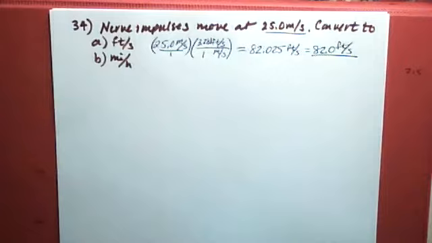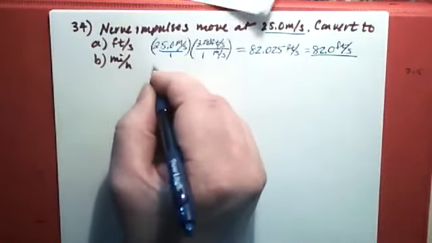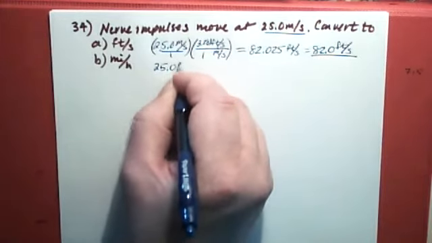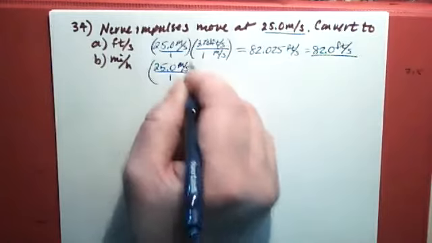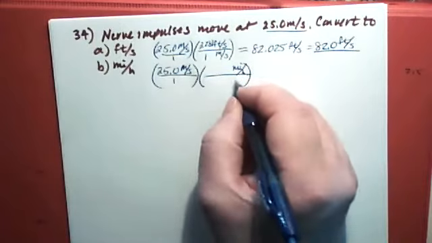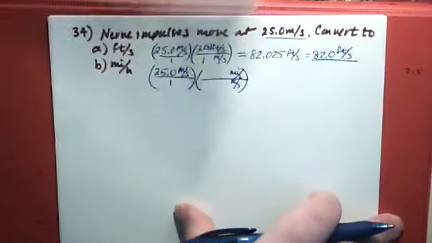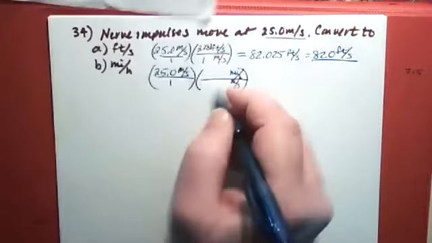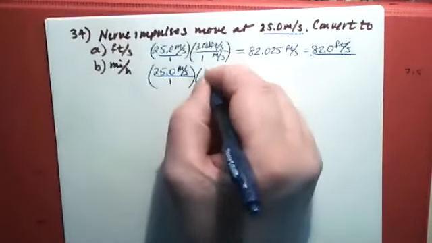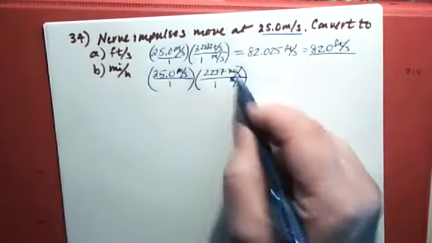Well, maybe not, because we probably have that conversion here too. Meters per second to miles per hour. Oh, there we go. 1 meter per second is 2.237 miles per hour. So we can do it in one step. 25.0 meters per second. And we want miles per hour on top and meters per second on the bottom. And it's 1 meter per second is 2.237 miles per hour.